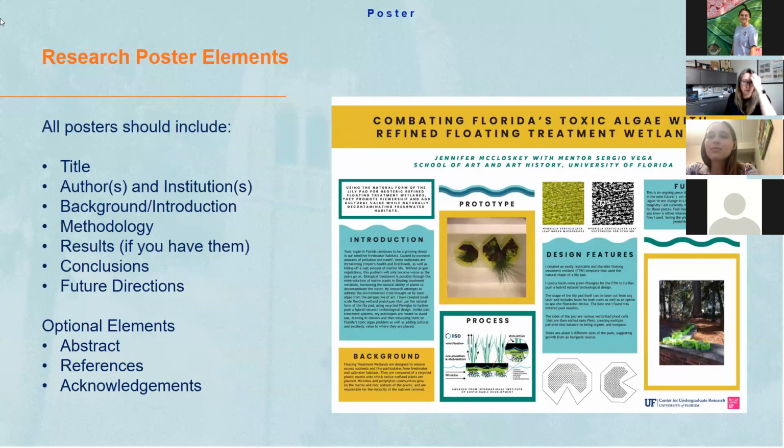So research poster elements. It always should have a title. It always should have the authors and the institution on it. Background and introduction should always be included. Your methodology, your results, your conclusions, future directions, some of those, like I said, if you have them, you're going to include them. Optional, some people like to put their abstract on there. Some people add their references on there.